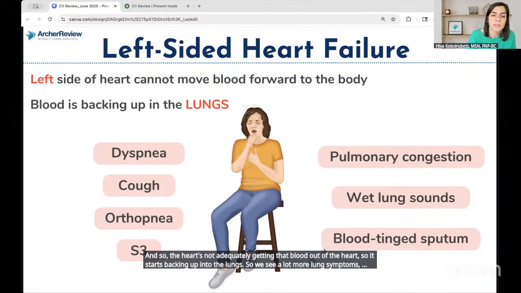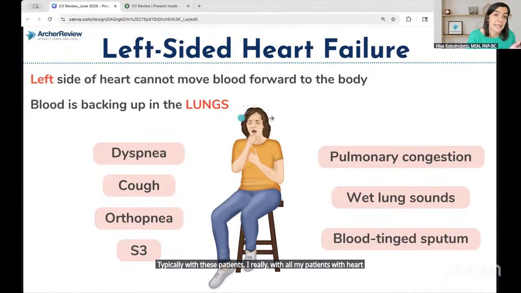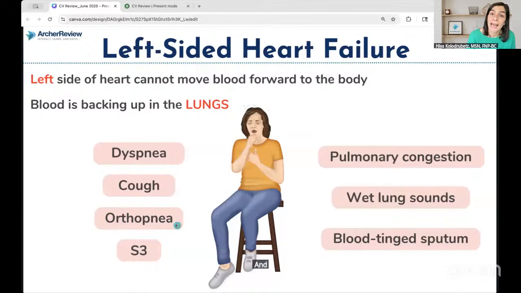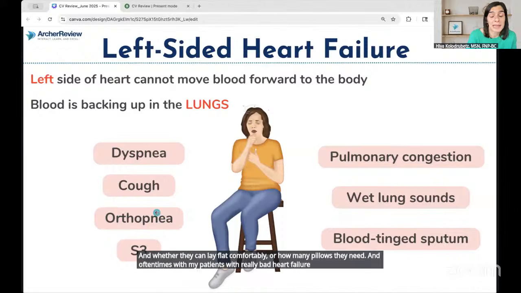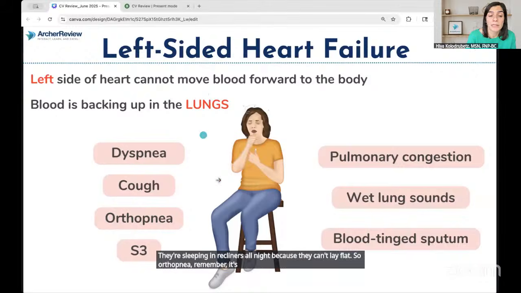With all my patients with heart failure, whether right side or left side, I want to see what's happening with their heart. I always ask how they're sleeping and whether they can lay flat comfortably or how many pillows they need. Oftentimes patients come into the office and seem fine, and they tell you they're fine. They're sleeping in recliners all night because they can't lay flat. So orthopnea, remember, is fluid backing up into the lungs, and they have to sit up to be able to breathe and sleep at night. That's a big red flag.